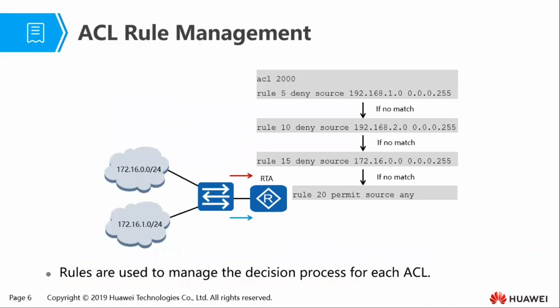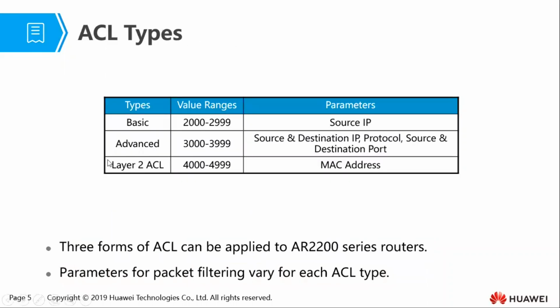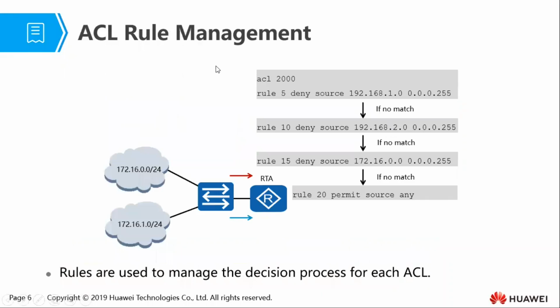Now generally, ACLs use what we call ordered rules. They use ordered rules in order to filter traffic. These ordered rules will have either a deny or permit clause.